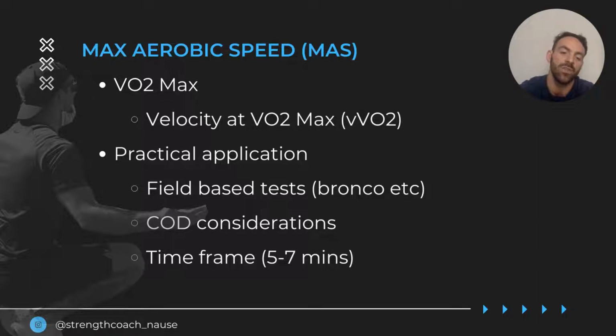So essentially, the easiest thing that you're looking for is some form of straight line running test that lasts between 5 to 7 minutes. This appears to be the optimal time in terms of getting a nice correlation to a true velocity of VO2 max. So some form of test, 5 to 7 minutes. This quite often takes the form of a 1200 meter test or up to a 1600 meter test.